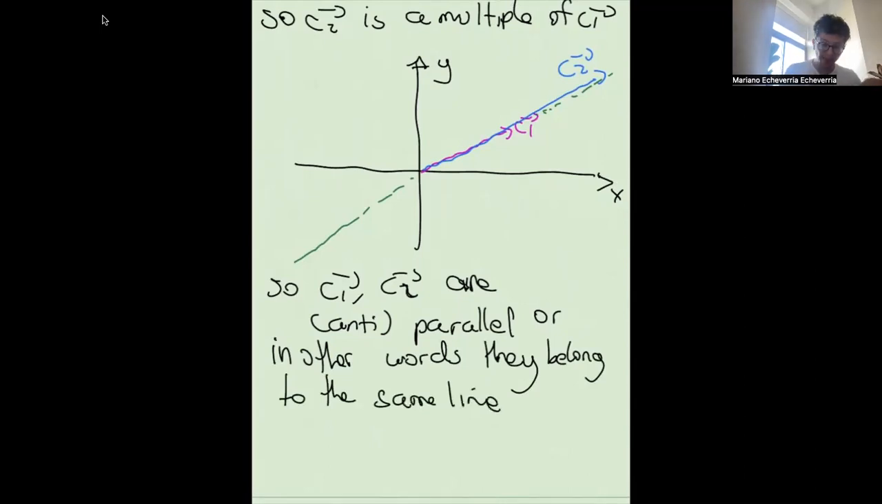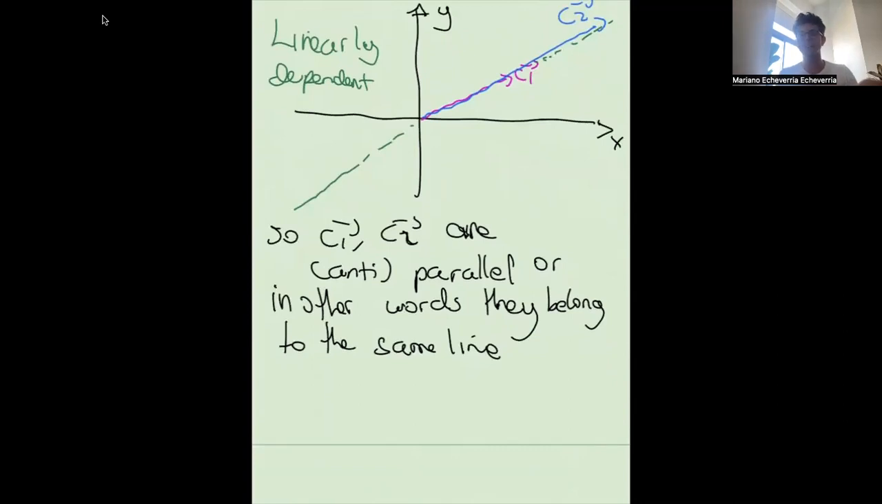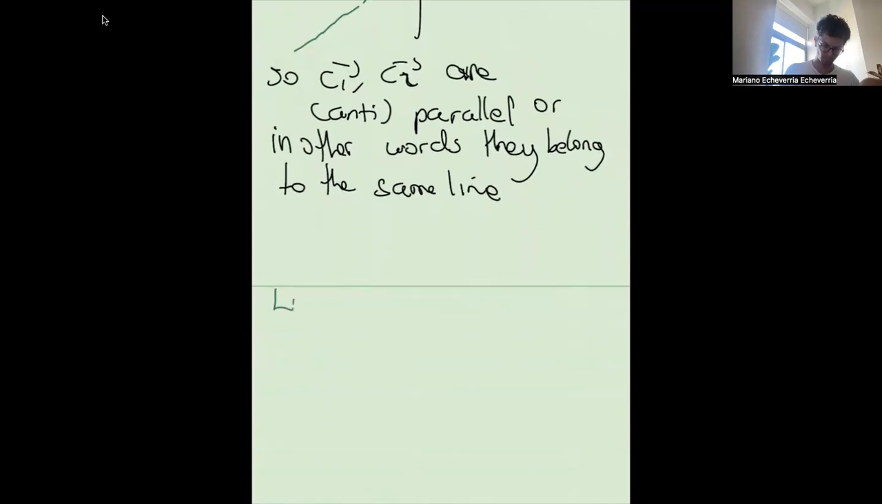So two linearly dependent vectors of the plane literally belong to some given line. They can both be drawn on the same line. The linearly independent case is when that doesn't happen, so the vectors are non-parallel. Is that making sense?